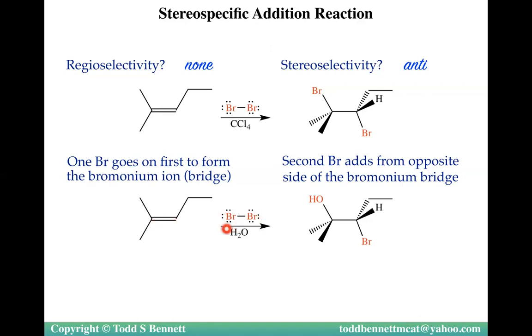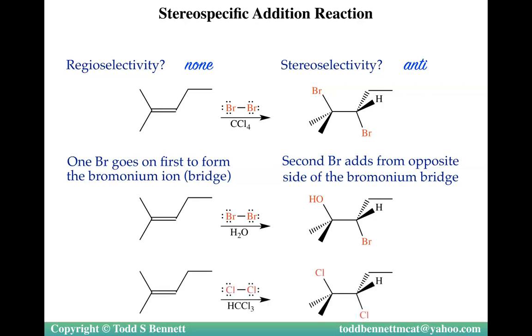Note that if we used water, a better nucleophile than Br, and I should be careful saying better, the real major reason is that if water's in high concentration, as a solvent, then the probability of water attacking the carbocation that forms there is far higher than the Br minus attacking it. So instead of opening up by attack of Br, it opens up with the OH.